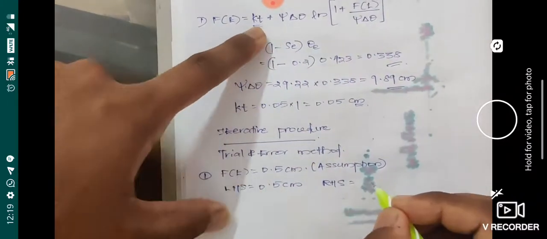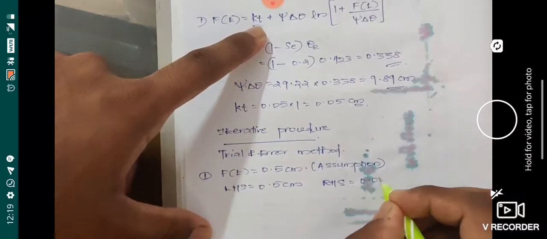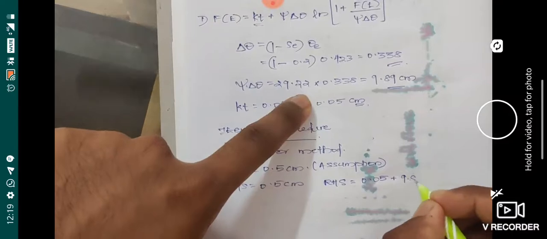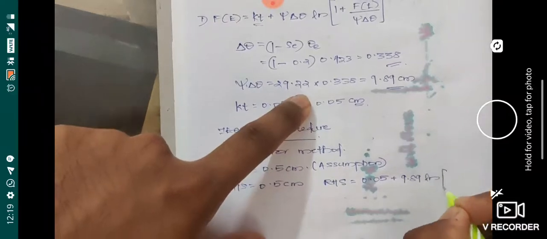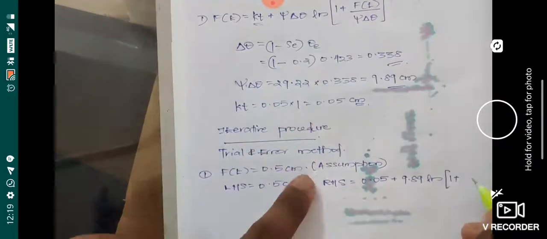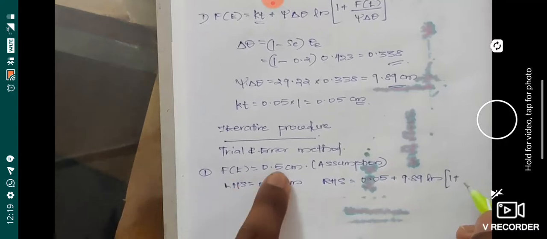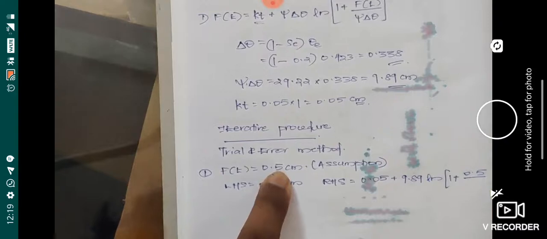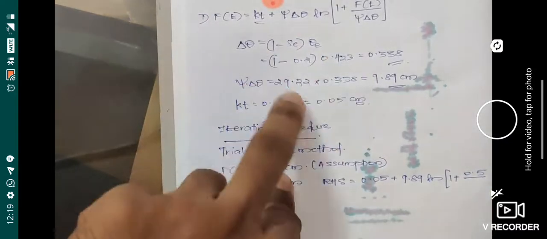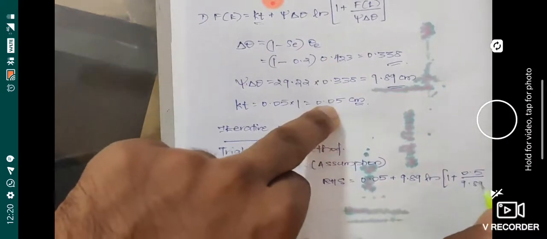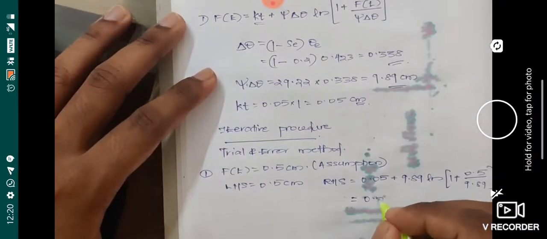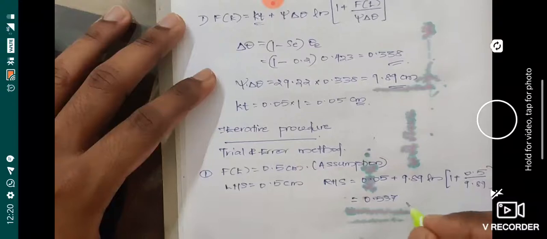So RHS will be equal to KT, you have found it to be 0.05, plus psi into delta theta, you have found to be 9.89, ln 1 plus, and what is the value that you have assumed for f of t? You have assumed the value of f of t to be 0.5, divided by psi delta theta, which is equal to 9.89. When you solve this, you will be getting the value in the RHS as 0.537 centimeter.